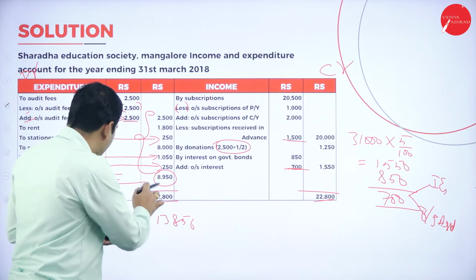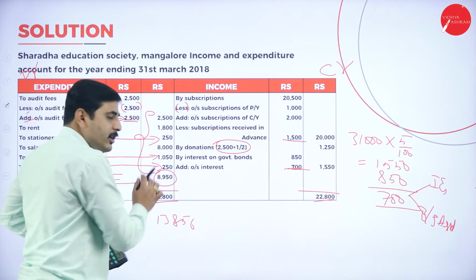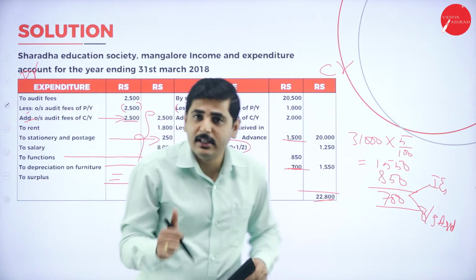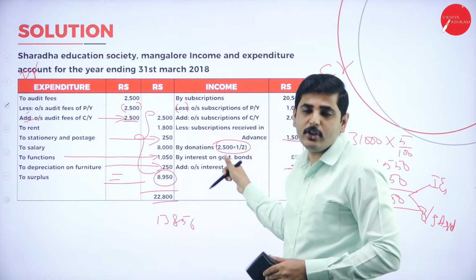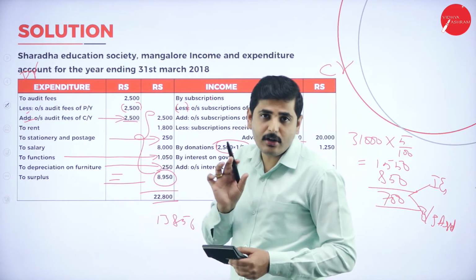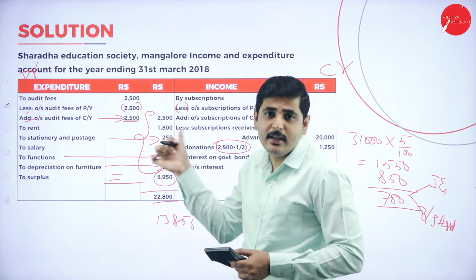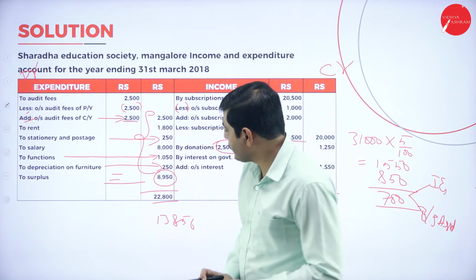If you deduct from 22,800, I get 8,850. The difference, that is the surplus. If you get the same type of difference on the other side, that is deficit here. So you may get surplus also, deficit also. Surplus means profit, but we should not call it a profit because we are doing a non-trading concern. If it is a trading concern, that is a profit. We will prepare the profit and loss account.